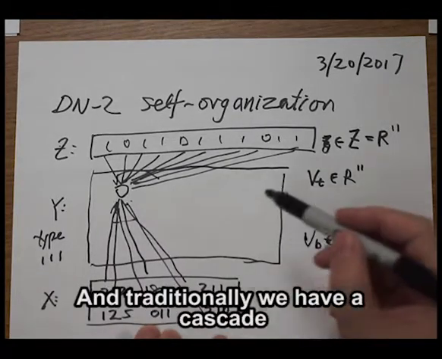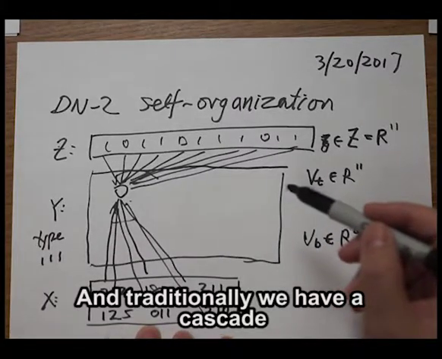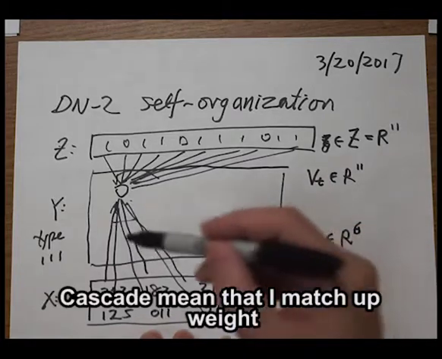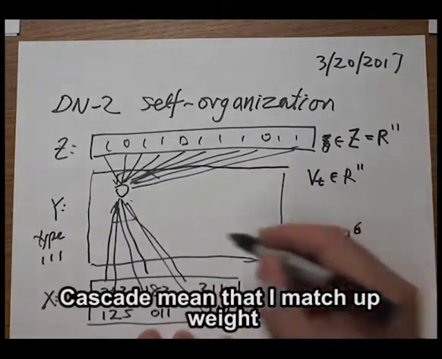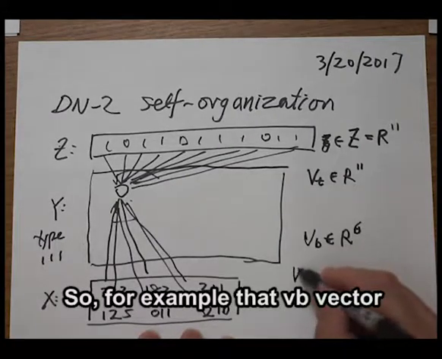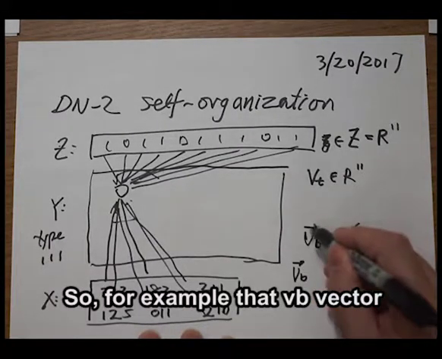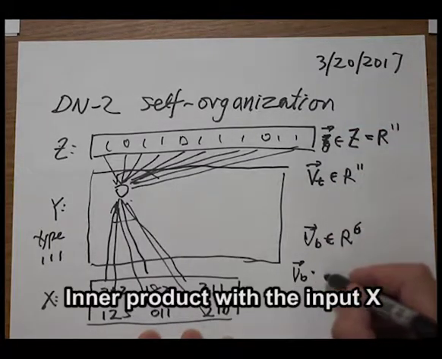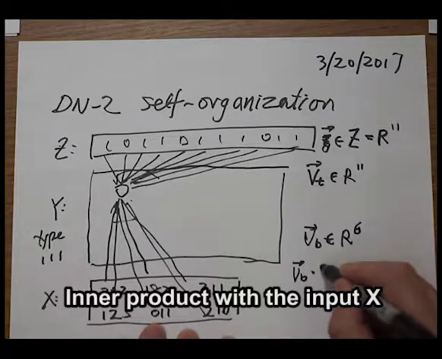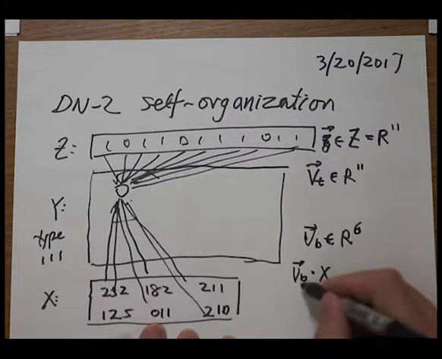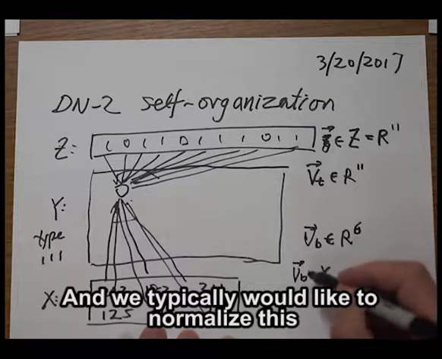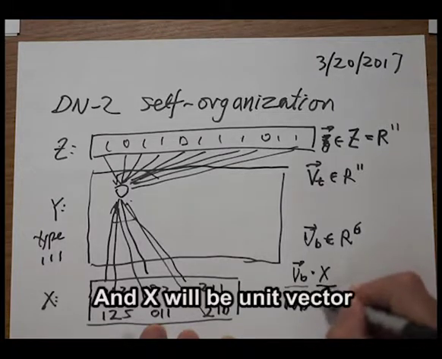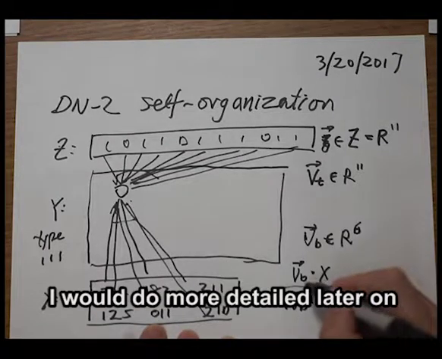And traditionally, we have a cascade. Cascade means that I have a matchup weight. So for example, the VB vector, in a plot with the input x, we typically would like to normalize it so that x is a unit vector. I will go into more detail later on.